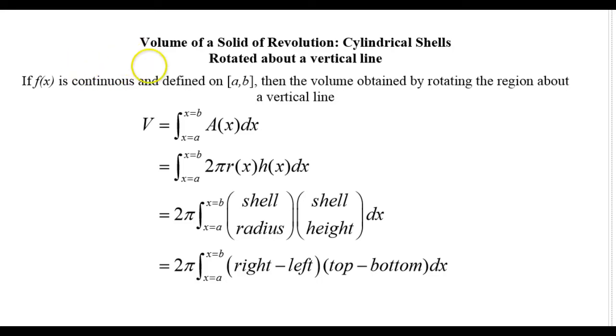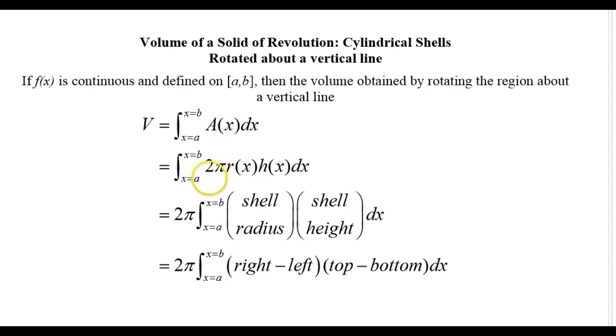Alright, on to the formal formula. We want the volume of a solid of revolution using cylindrical shells, and what we're doing is rotating about a vertical line first. So if f of x is continuous and defined on a to b, then the volume obtained by rotating the region about a vertical line, well, the volume formula is still just the integral from a to b of the cross-section, the area of the cross-section. And we just took the time to break down the area of the cross-section.